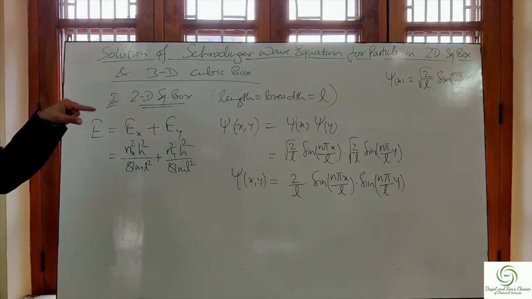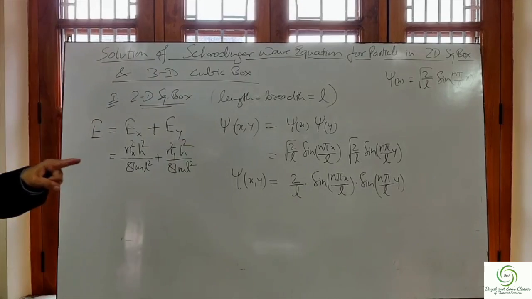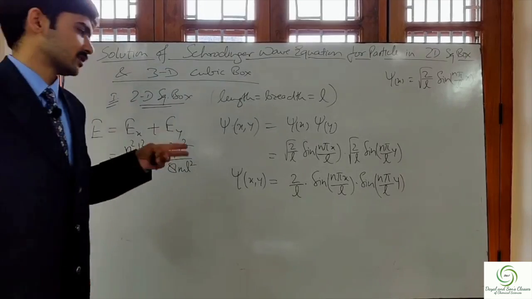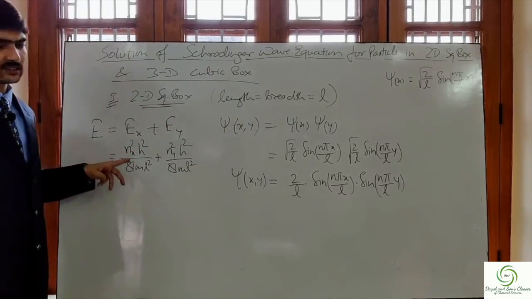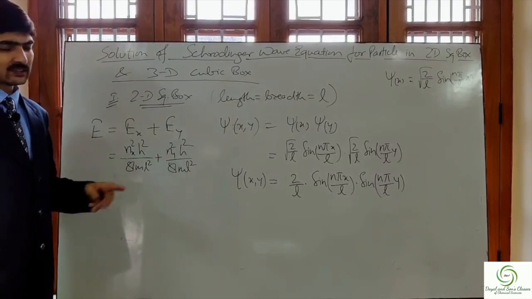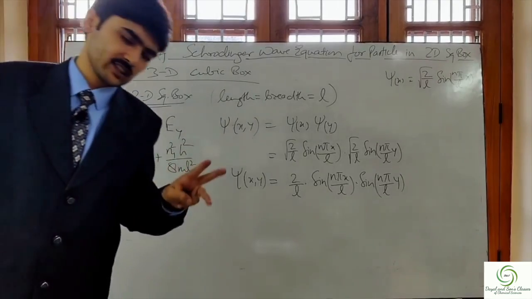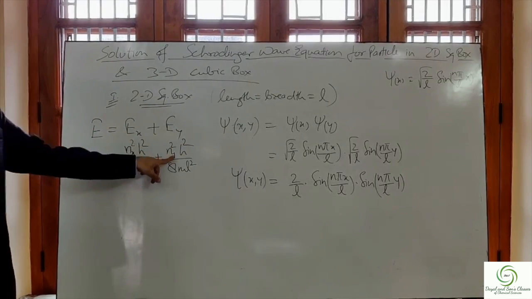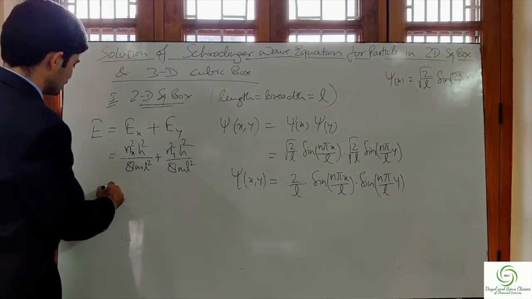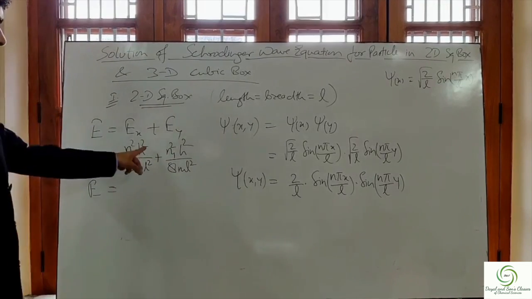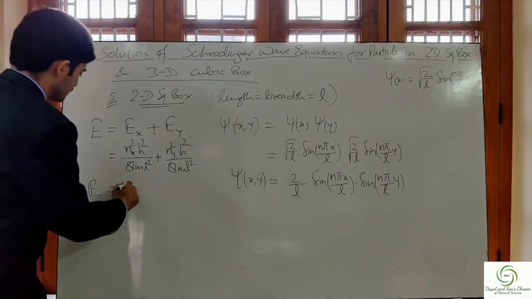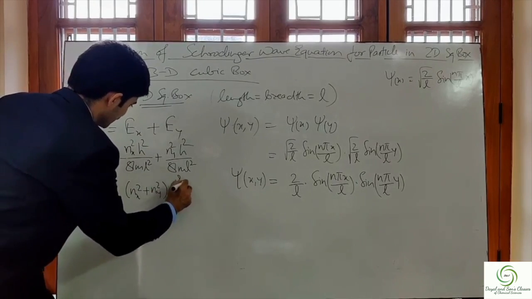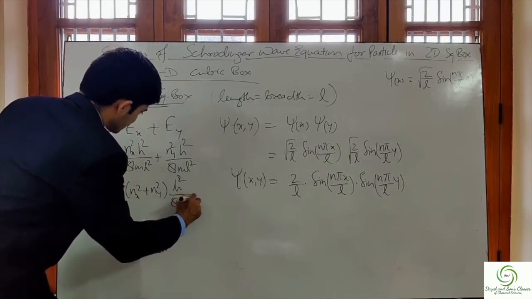Similarly ny is also equal to 1, 2, 3, 4, but there can be cases when nx is not equal to ny, right? Let's say for a certain energy state, the value of nx is 1, whereas for ny it is 2. The two values are different, that's why we are writing nx square and ny square. So if we take h square upon 8 ml square common, what do we get? nx square plus ny square into h square upon 8 ml square.